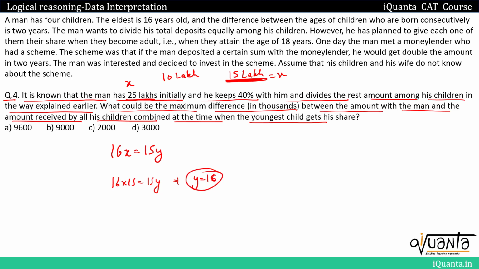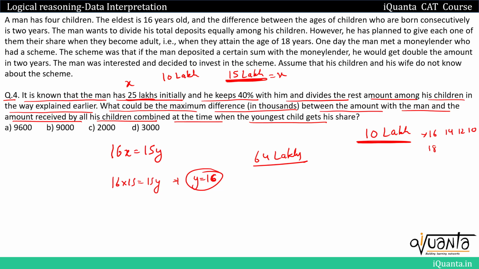So that means every child is getting y rupees, that means 16 lakh. So 4 children will be getting 16 lakh each. Total money with all the children will be 16 into 4, 64 lakhs. I hope this much is understood. And this man kept 10 lakh for himself, so he is also investing that money. Now we know that at this moment, when he had 10 lakh rupees, the ages of his children were 16, 14, 12 and 10 years.